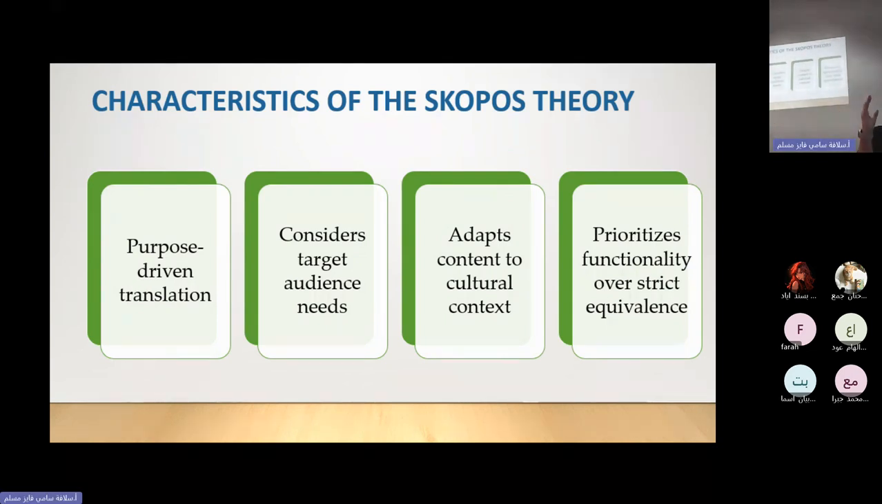Characteristics. From everything I said, the characteristic of Skopos theory is that it is purpose driven. We have a purpose, we have a goal to achieve, and this is why we use Skopos theory in scientific and technical translation. We consider our target audience's needs. Now, we have three main parts. We have the translator, we have the purpose of the translation, and now who do we have? The audience, the target person that I want to translate to.